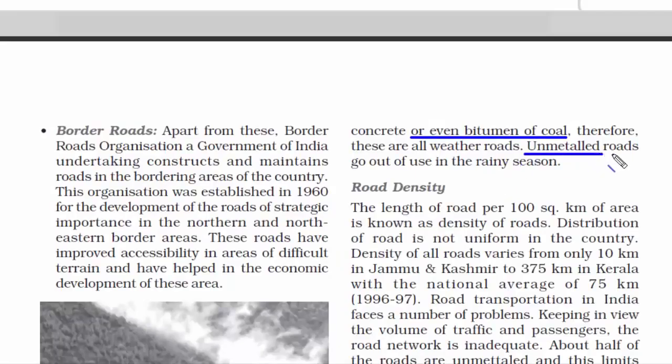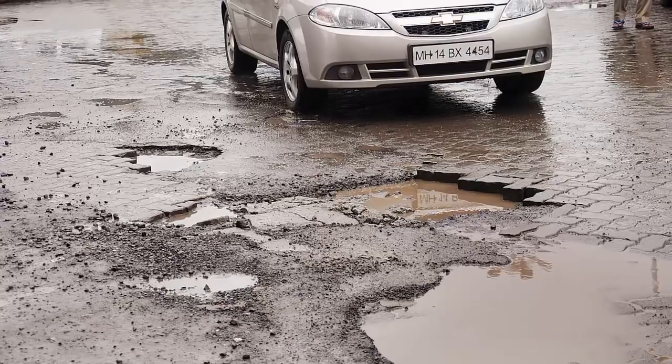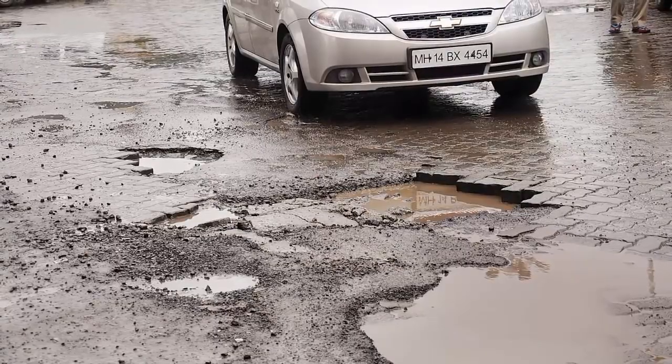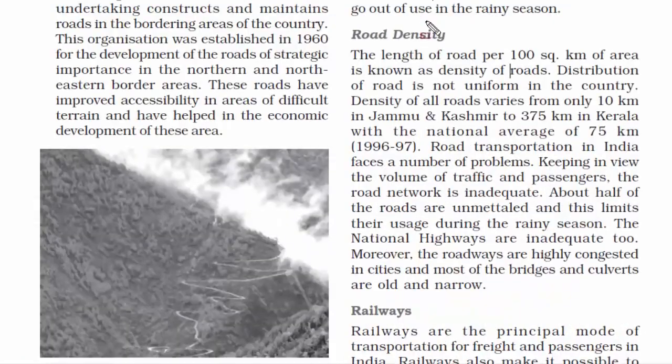On the other hand, unmetalled roads go out of use in the rainy season. I mean, you have seen the roads which have a lot of potholes during the rainy season. So those are known as unmetalled roads. And the next topic that we go on to is road density.